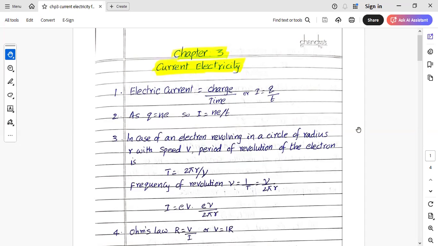In case of an electron revolving in a circle of radius r with speed v, the period of revolution of the electron is T is equal to 2 pi r by v. Frequency of revolution nu is equal to 1 by T is equal to v by 2 pi r. So current I is equal to e into nu is equal to e v by 2 pi r.